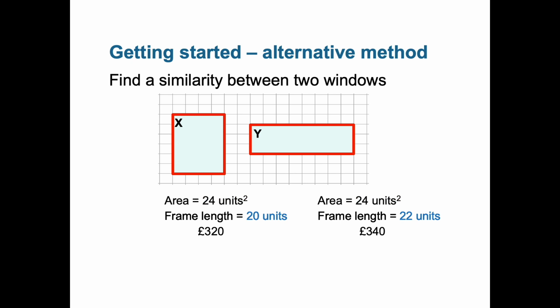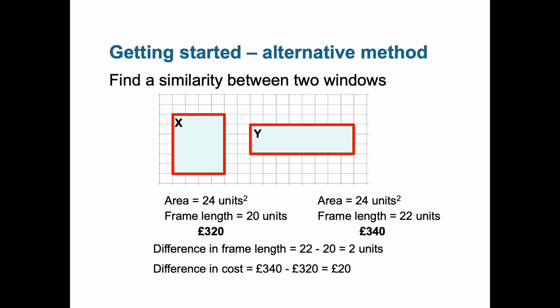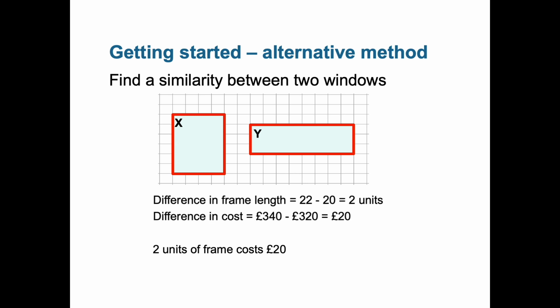A difference, we can quite clearly see the frame length for window X is 20 units and the frame length for window Y is 22, so there's a difference there. And also there's a difference in the cost of these two windows as well. So the difference in the frame length between the two windows is 22 minus 20, which is 2 units of length, and the difference in the cost of the two windows is £340, take away £320, which is £20. So if we just think about that, that means 2 units of frame length actually cost £20, so 1 unit of frame costs £10.